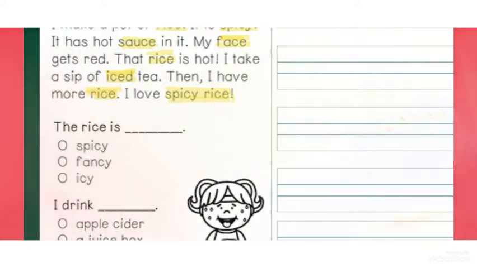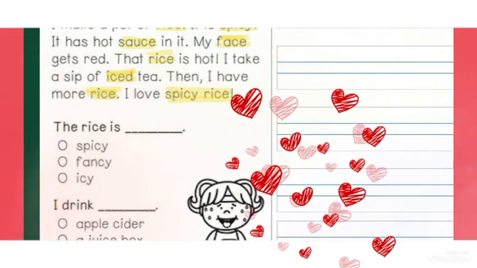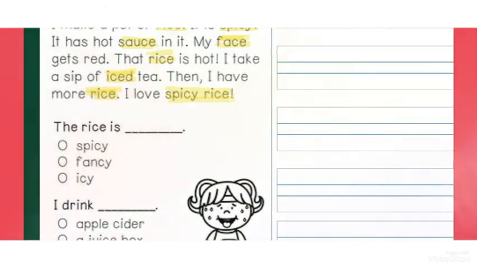Again, spicy rice. Soft C here. Why? Because it's followed by Y. Soft C here. Why? Because it's followed by E. So we pronounce it S. Spicy rice.